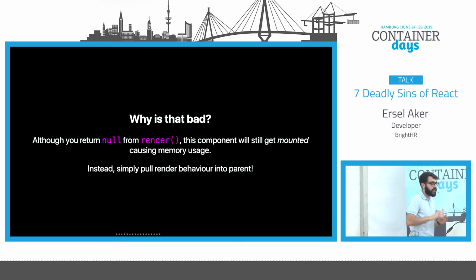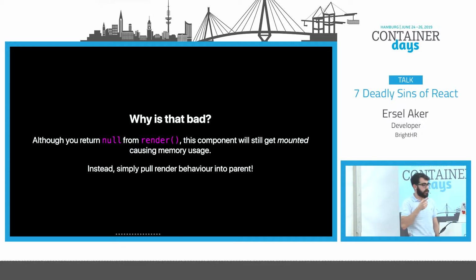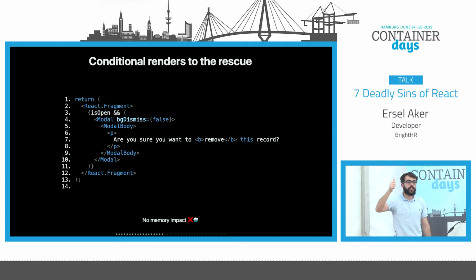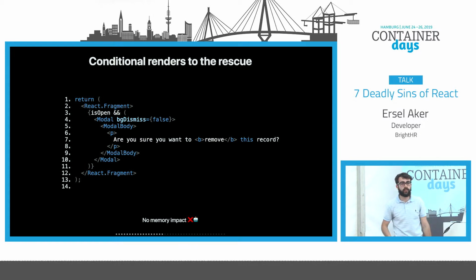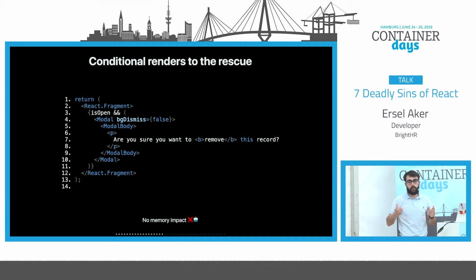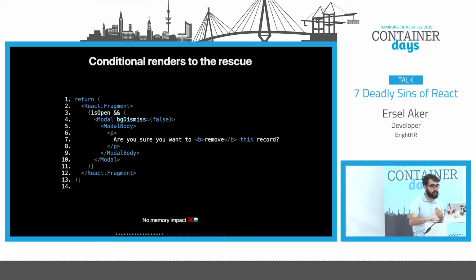So there's a better way of achieving this behavior without having a conditional render check within your render block. What you can do is simply pull the conditional render check to the parent component. So in your parent component, you could go, oh, if is open, then render the modal. So don't delegate the visibility to the component itself. Pull that behavior up to your parent component. That means the modal won't get mounted into the DOM. It means it won't pollute your memory space. Right? It has no memory impact if you do it this way.